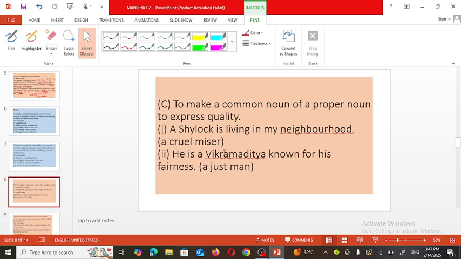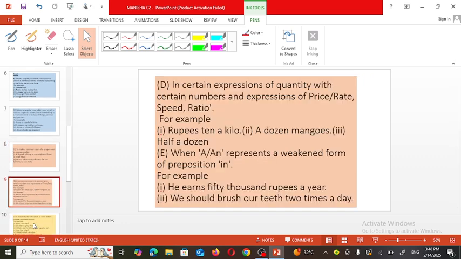Suppose we want to introduce any person. For example, he is my friend and he is Aditya. So it's a common person. Though Aditya is a proper noun, we cannot use an article before the name. But Vikramaditya has a specific identity. He was a just man. So that's why the article is used. He is a Vikramaditya, known for fairness, means for his justice, his quality is well known, and that's why the article is used before the name.